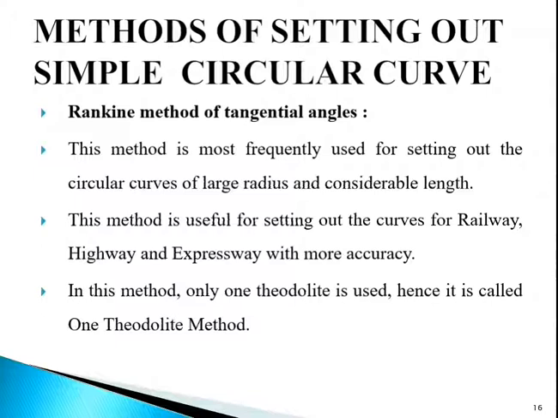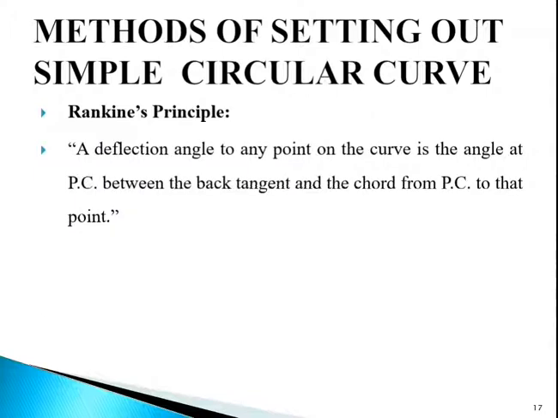So this theory can be asked in three ways: say Rankine method, or one theodolite method, or deflection angle method. Now let's see Rankine's principle. The deflection angle to any point on the curve is the angle at PC, short form, PC means point of curvature, between the back tangent and the chord from PC to that point. This is Rankine's principle.